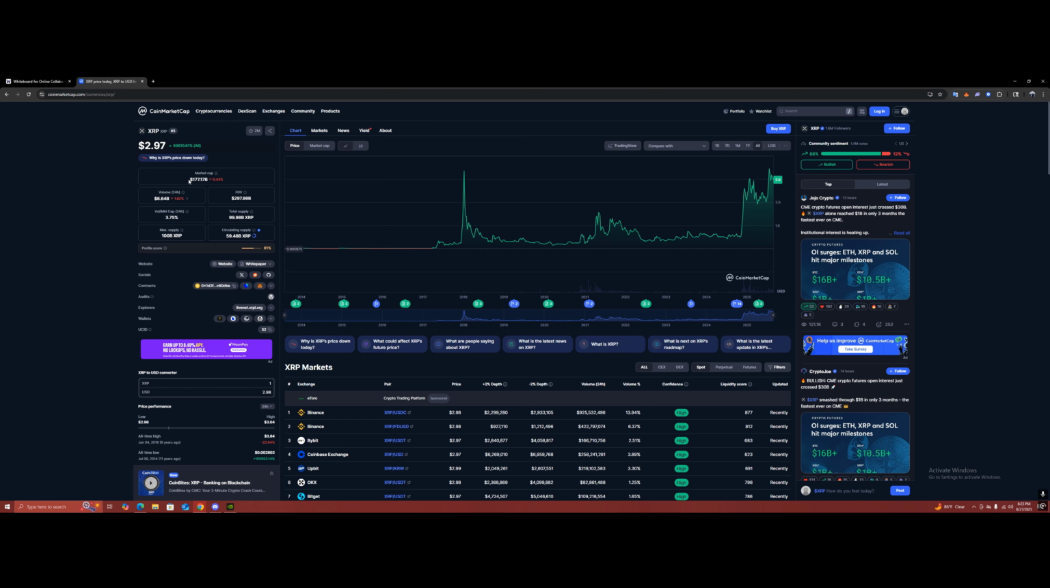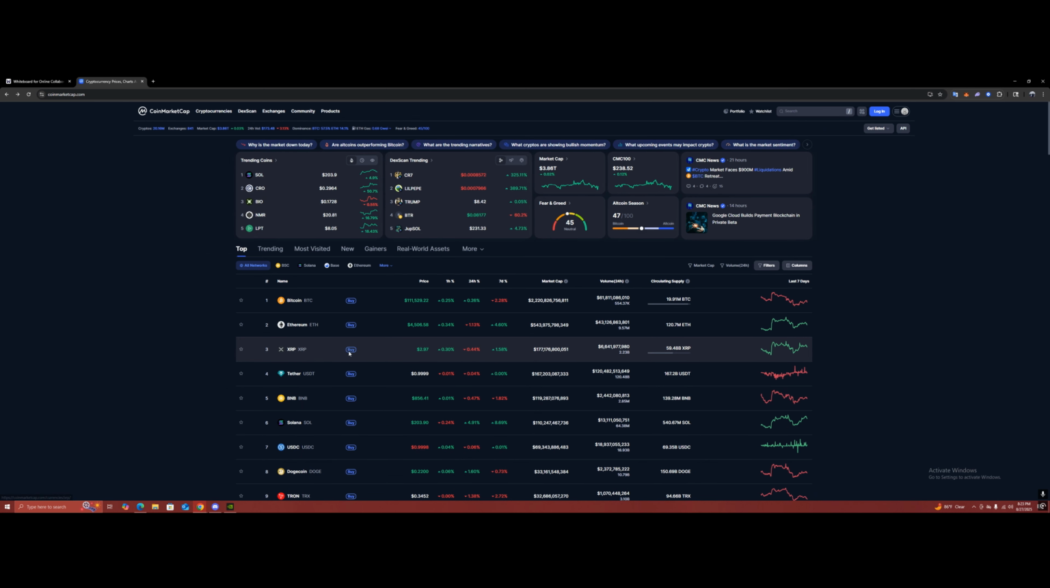But people don't understand how market cap works. That's the current market cap, 177 billion. It is the third largest cryptocurrency in the entire world, literally beating a stable coin, the most popular stable coin in the entire world as well. So first of all, that's a little bit of a red flag, and I'm going to explain why that's such a red flag.